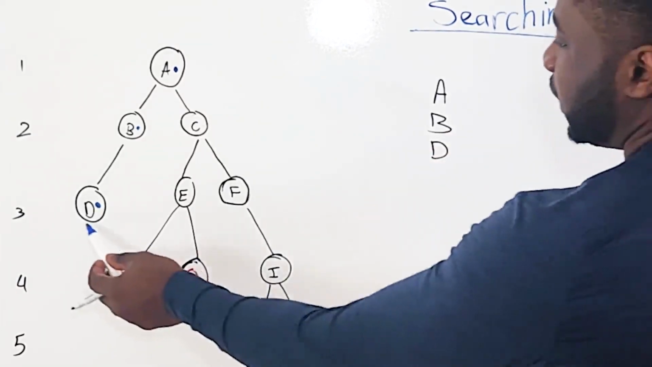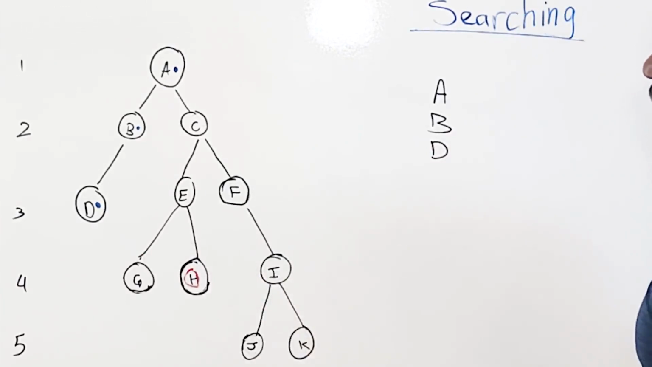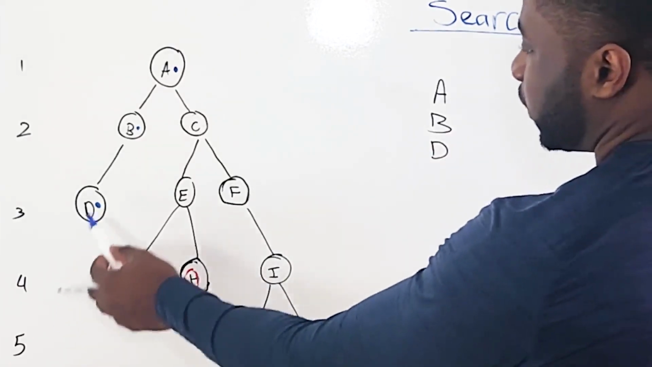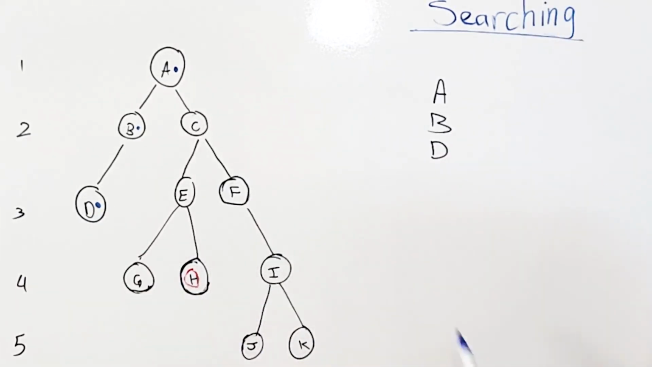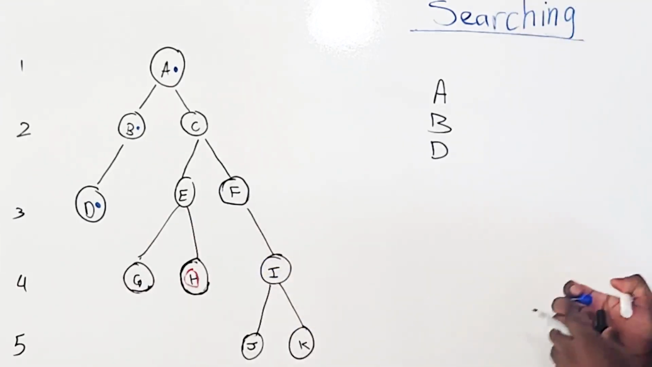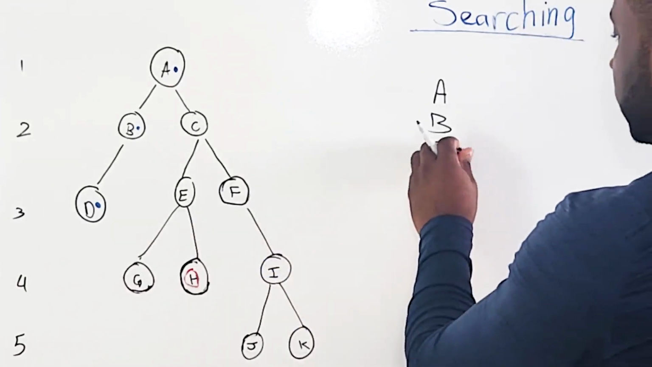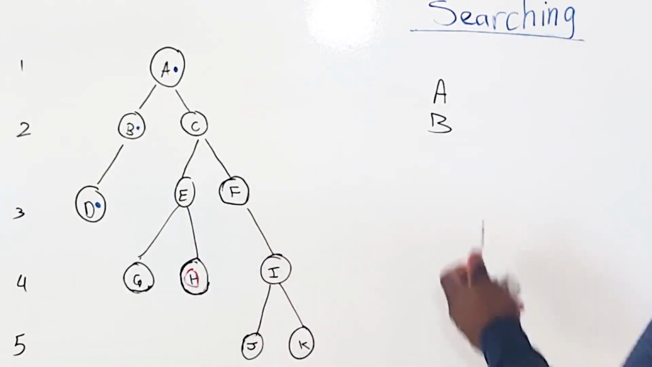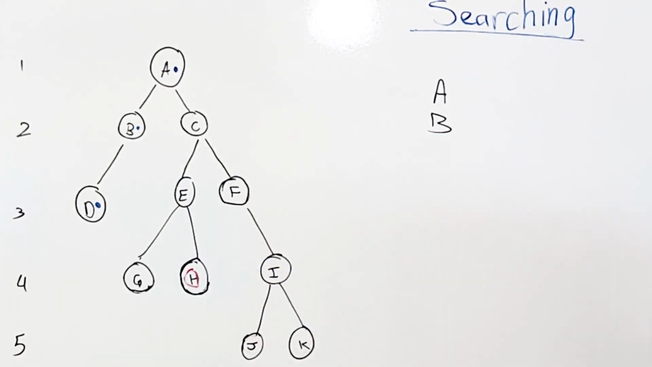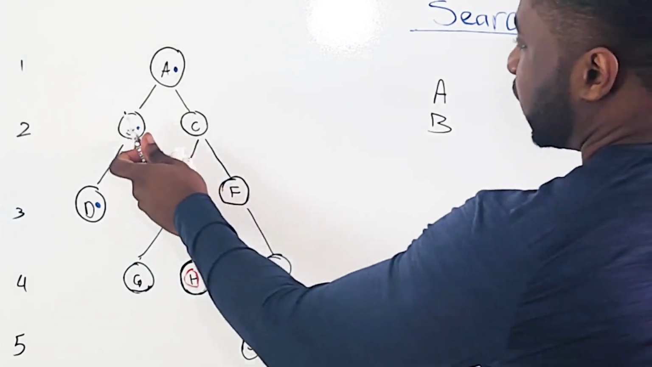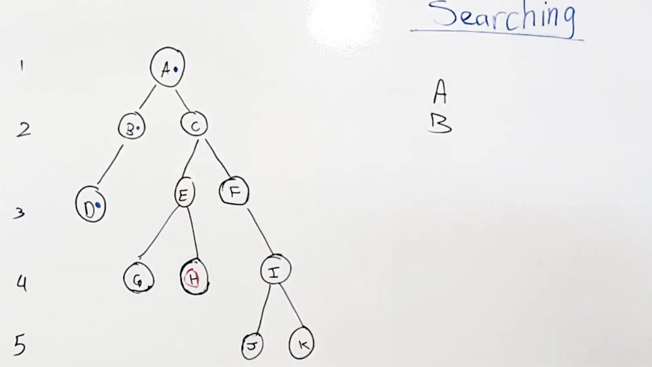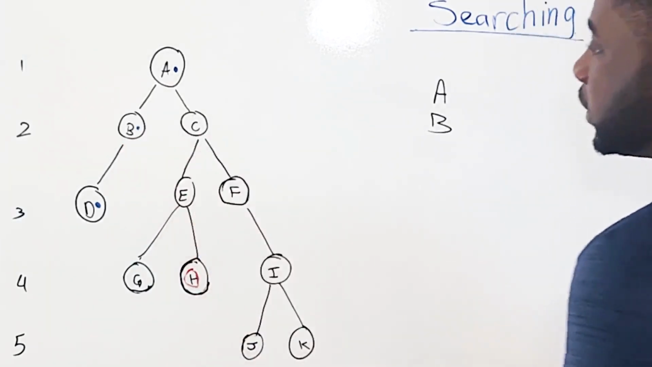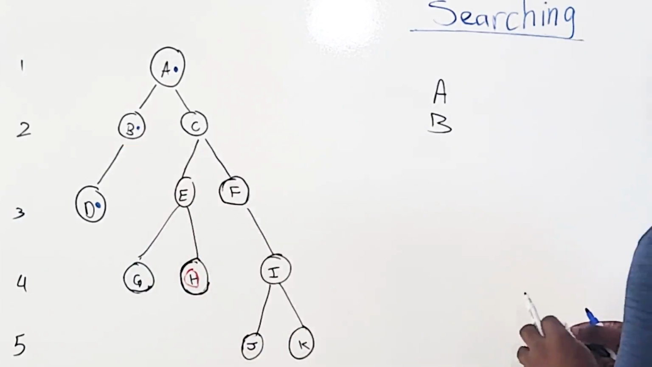But D has no more connections, okay? So we can't go any further here. So what we're now going to do is remove D from our stack. So we'll pop this off our stack. After we pop it off our stack, we're now back to B, okay? So we're going to check any other connections to B. B has no more connections. So we'll pop that off our stack.